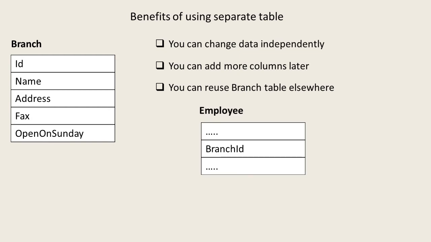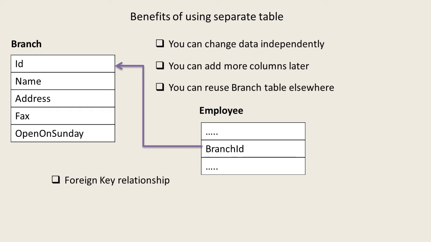So as we now see, we established some kind of relationship between the employee table and the branch table. The relationship is that there is a branch ID column within the employee table which points to the ID column in the branch table. This kind of relationship is commonly known as a foreign key relationship. Where is this name coming from?